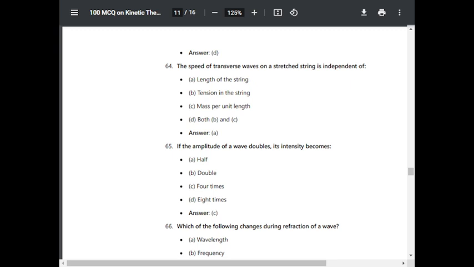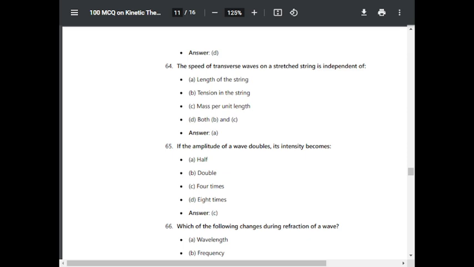The speed of a transverse wave in a stretched string is independent of option A, length of string, option B, tension of string, option C, mass per unit length, option D, both B and C. The correct answer is A, length of the string. The speed of a transverse wave in a stretched string is independent of the length of the string.